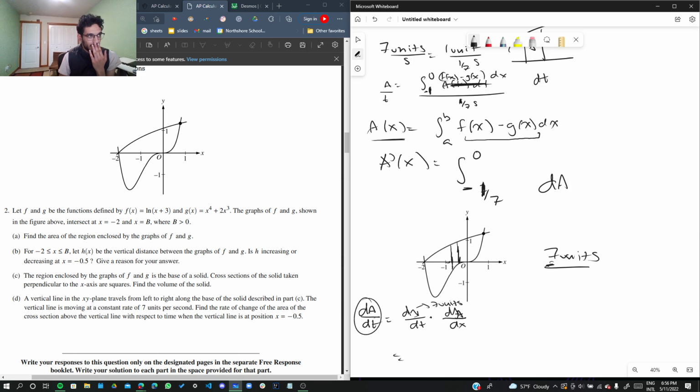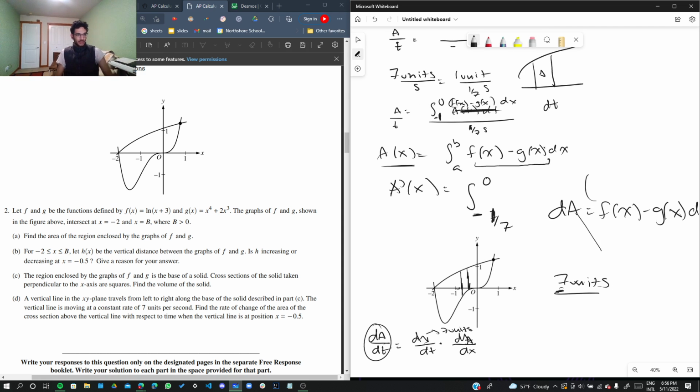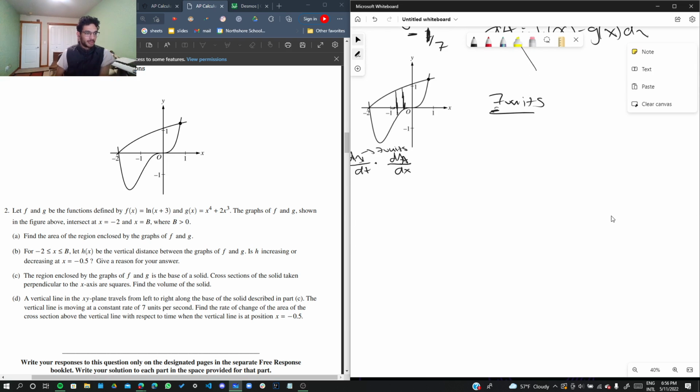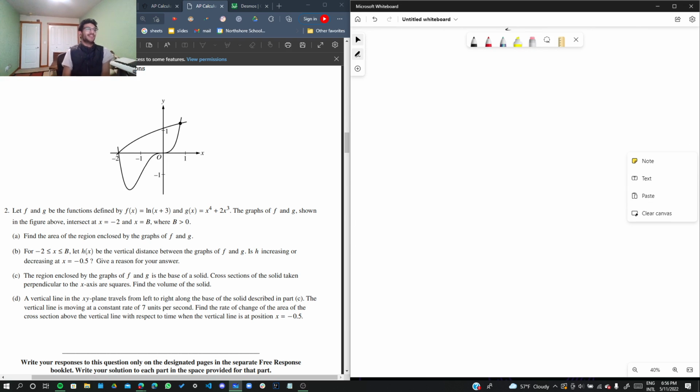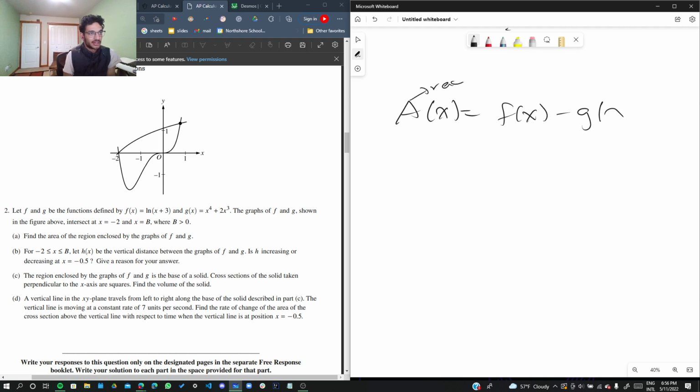So dA is equal to f of x minus g of x dx, if you think about it. I'm working this backwards. Okay, I got this. Oh my God, I'm so happy. Say A of x is equal to, so this A refers to area, right? We have f of x minus g of x. It's the integral of f of x minus g of x, the top minus the bottom function, from a to b of dx, right?